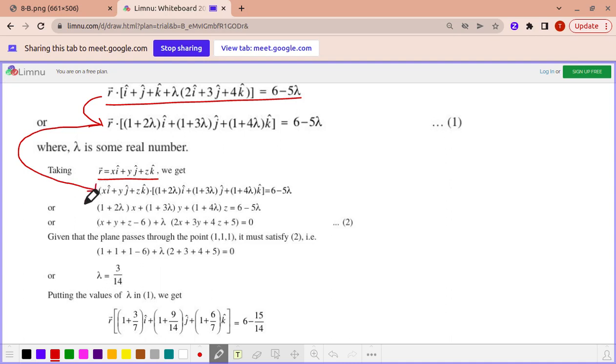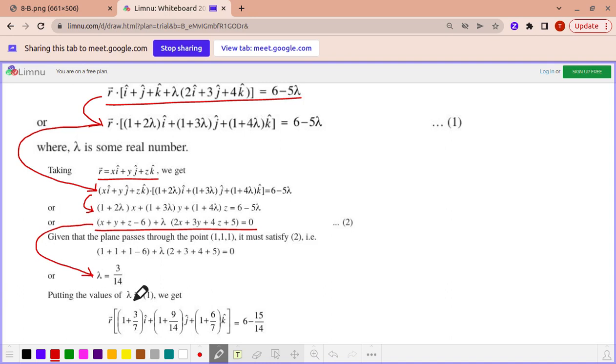Okay, we know i cap dot i cap equal to 1, j cap dot j cap equal to 1, k cap dot k cap equal to 1, i cap dot j cap equal to 0, j cap dot k cap equal to 0, k cap dot i cap equal to 0. Using that, after simplification we get this equation. Now, that plane is passing through the point 1 comma 1 comma 1, so we apply that and we get the value of lambda.